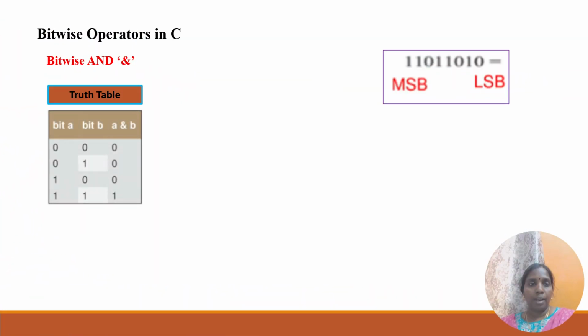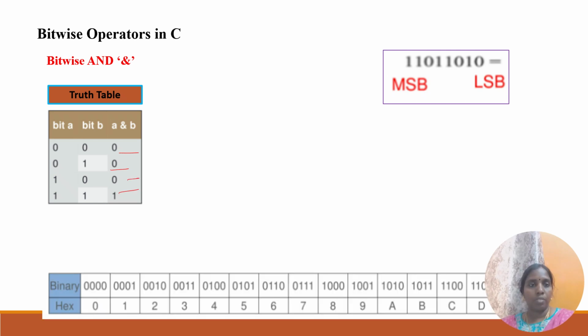So this is a truth table for bitwise and, which you might have learnt in digital systems. If both the inputs are 0 or any one of the inputs is 0, the output goes to the 0 state itself. In the other case, if both inputs are 1, only then the output is equal to 1. This is for bitwise and.